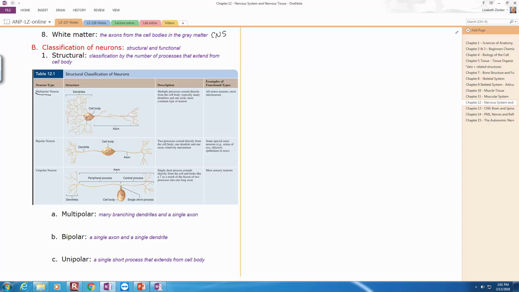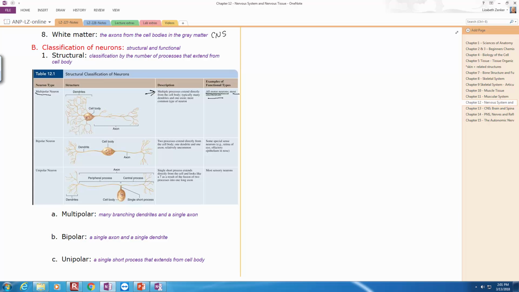Tons of dendrites hanging off the cell body. So multiple processes extend directly from the cell body, typically many dendrites with one axon, and this is the most common type of neuron. This is what you're going to see most often, okay? And all motor neurons are multipolar, and most interneurons, inter means a neuron that's going to communicate in between other neurons, most of those are also going to be multipolar.